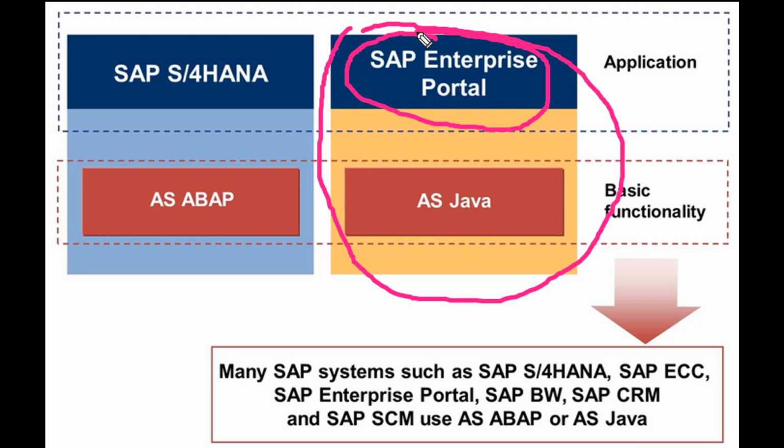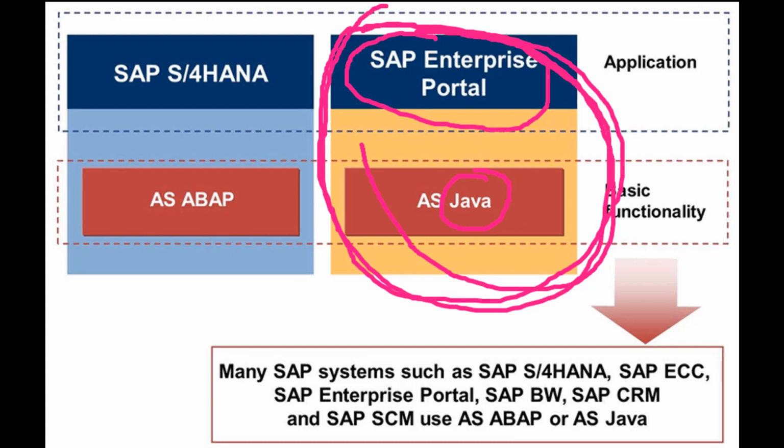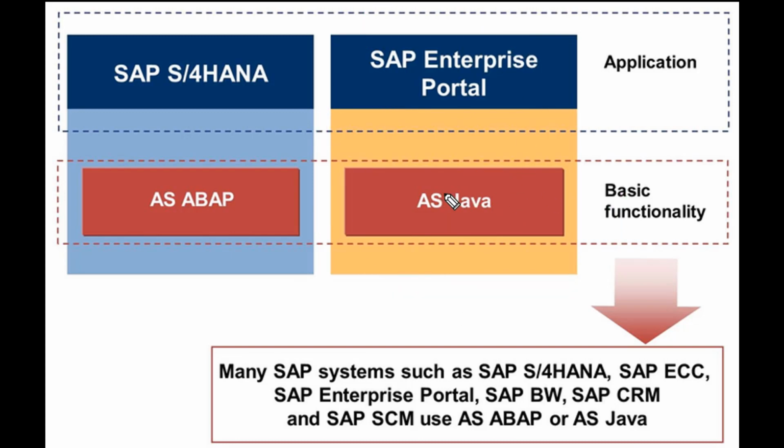Enterprise Portal. Enterprise Portal is an application, meaning a bunch of applications will be there. I am calling it a single application, but there will be so many applications inside this system. So the entire system, all the applications in this system, are developed with the help of the Java programming language. That's why this is called AS Java system. So what is the meaning of AS?